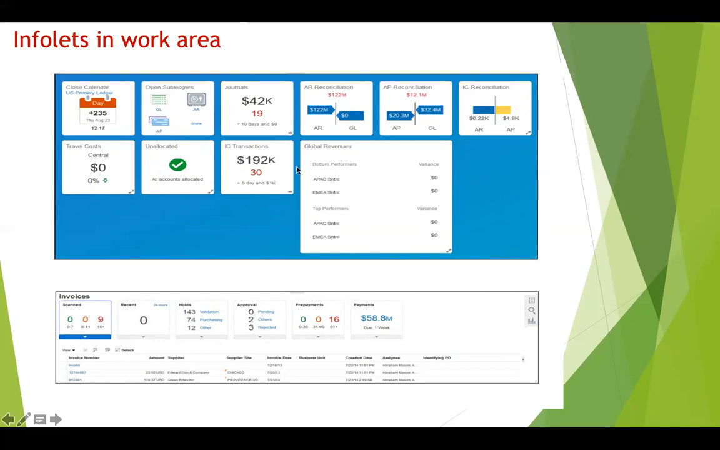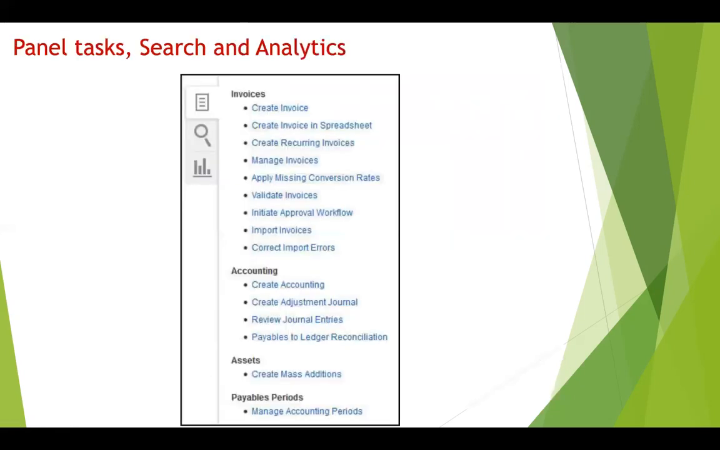Travel cost, how much cost is there, unallocated. Below that are all the infolets; these boxes are called infolets. Under that you can see the transactions of invoices pending from the last 7 days, 8 to 14 days, more than 15 days, recent, and scanned invoices in the last 24 hours. How many are on hold due to validation, how many are on hold for other reasons, how much approval is pending, how many prepayments and payments there are, all of that you can see in one screen. You can also go directly into the transaction under the invoice number, into the transaction screen. In the next few slides I also want to show you what the panel tasks are.